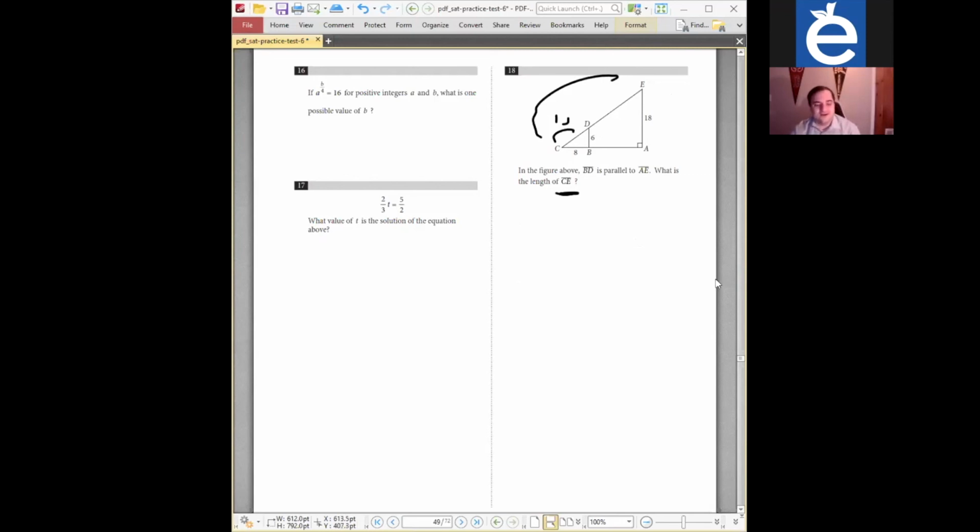Now, though, there is a trick they can ask you, and they have asked a number of times. Sometimes, if they're trying to be a little bit more obnoxious, they will ask you what DE is, right? If they're asking you what DE is, you have another step. After you solve for CE, you would need to subtract that 10 that was CD out. They have done that exact trick multiple times, so it's very important that you are on the lookout for it.